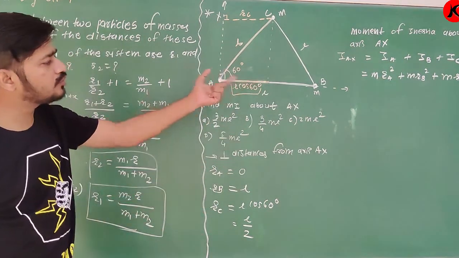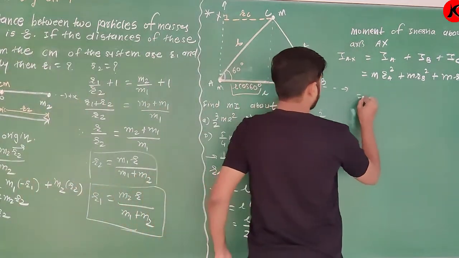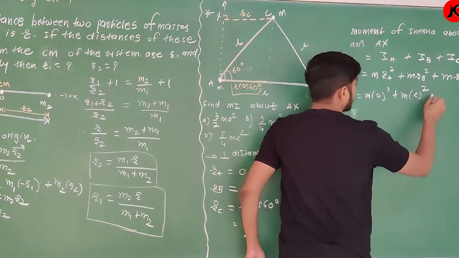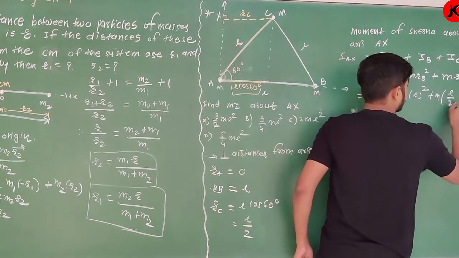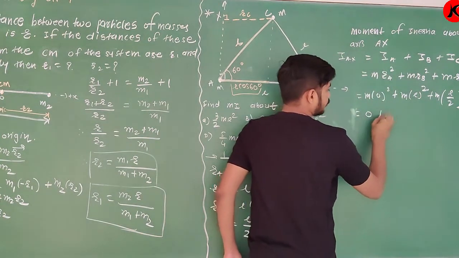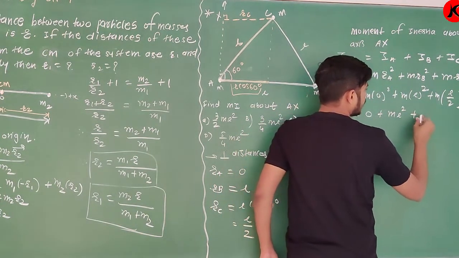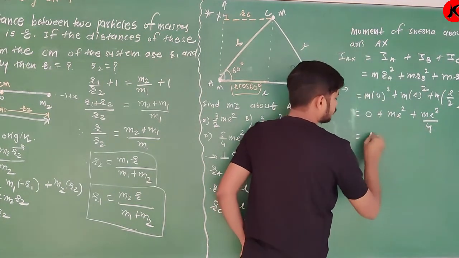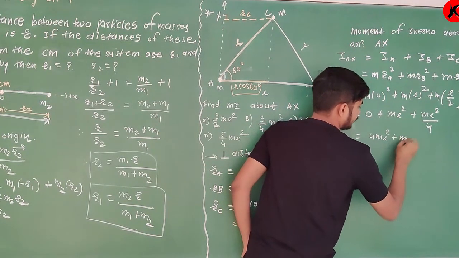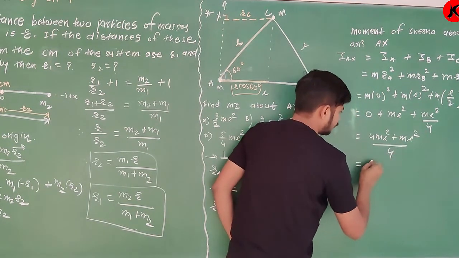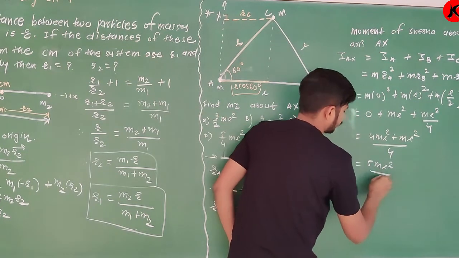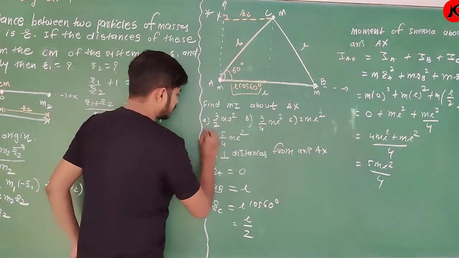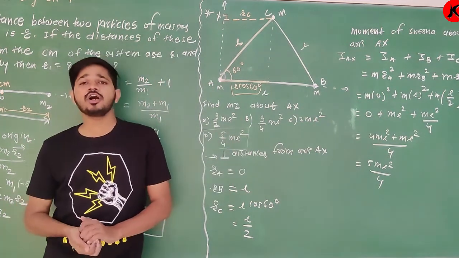Now it is simple. You have to put values. So it is equal to M times 0 squared plus M L squared plus M (L by 2) whole squared. So it is equal to 0 plus ML squared plus ML squared by 4. So it is equal to 4 ML squared plus ML squared divided by 4, which is 5 ML squared by 4. Here it is option D. That is your answer.